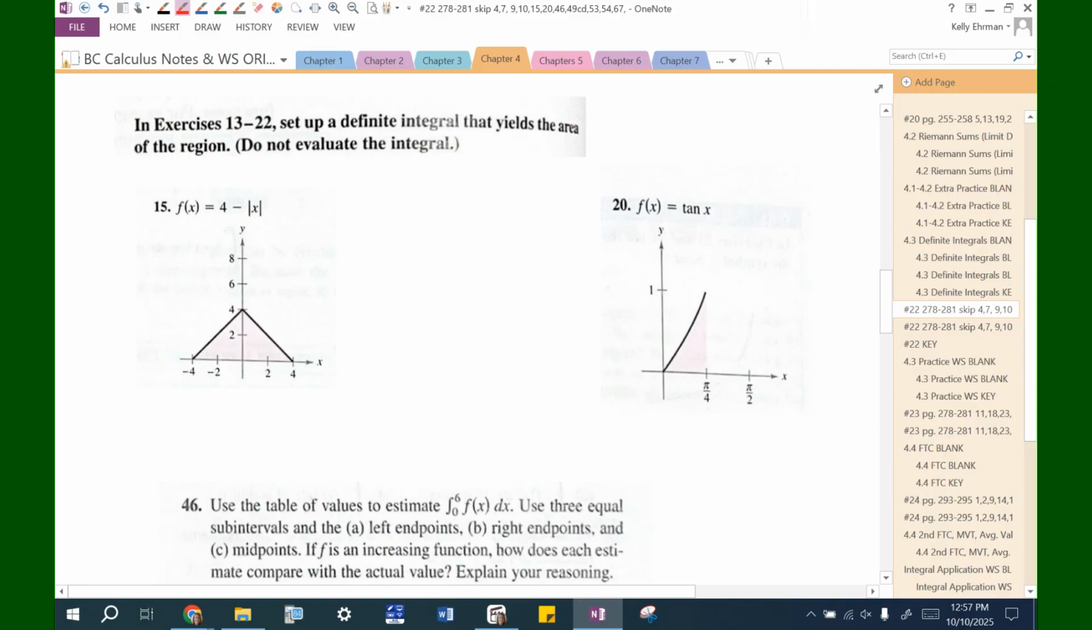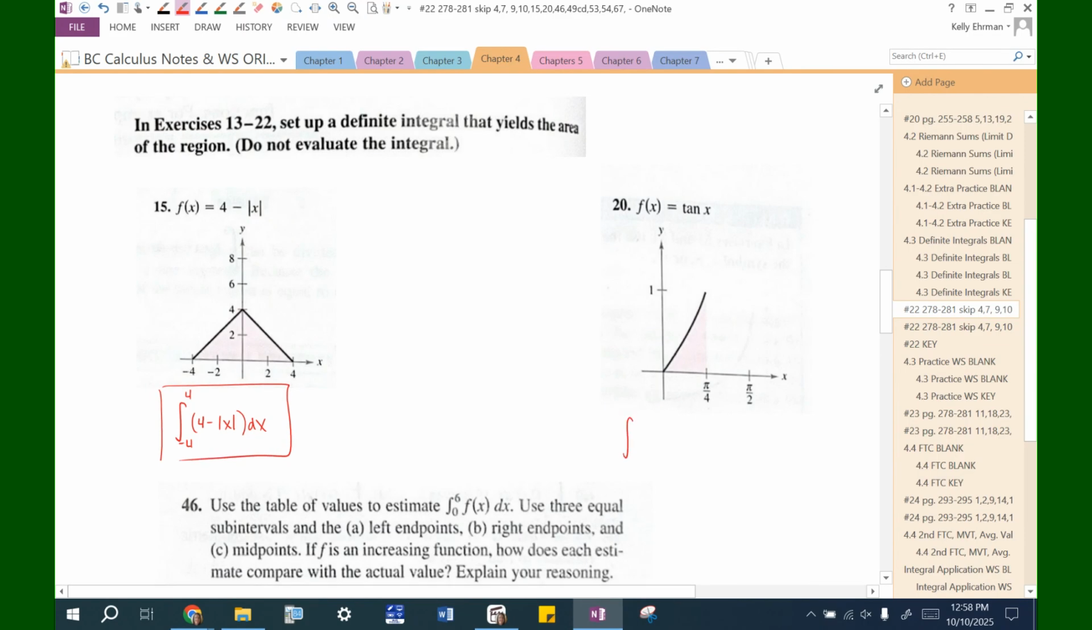Even though we could on some of these, we could on 15. Do we have the skills yet for 20? I don't remember at this point in the notes if we've done the integral of tangent yet. I guess that might be a little bit later. Anyway, the integral from negative 4 to 4 of 4 minus absolute value of x dx. That's it. We're just setting it up.